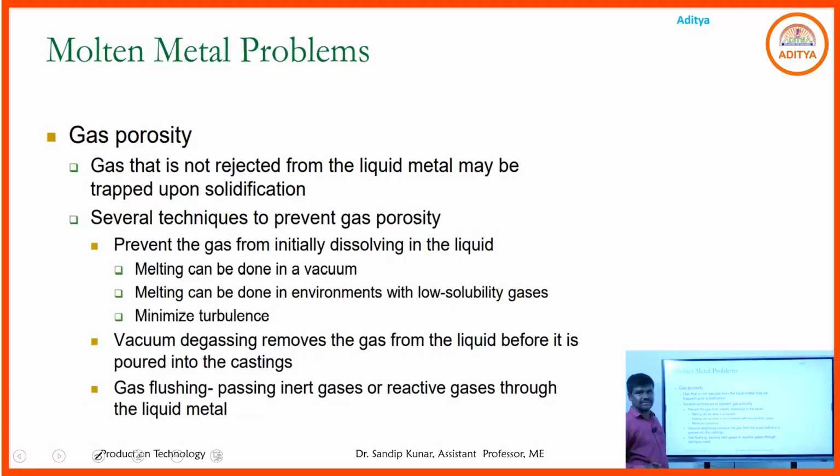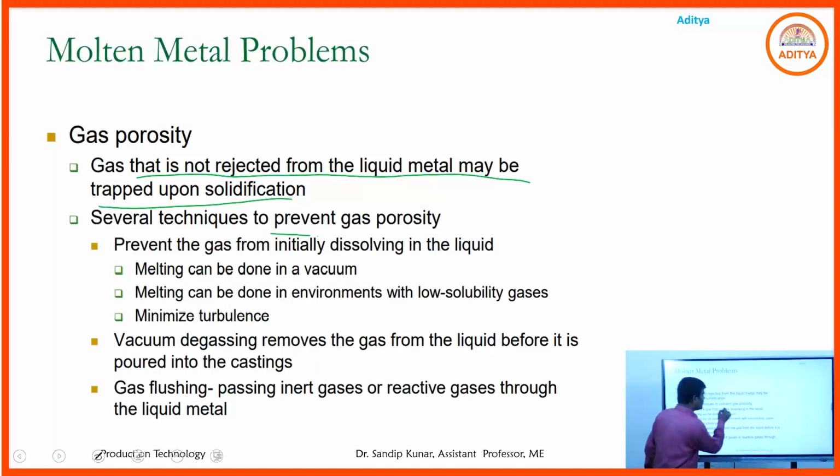I have already mentioned the gas porosity problem: gas that is not ejected from the liquid metal may be trapped upon solidification. If it is trapped in the mold, a void will be created in the product. If it is removed from the molten material, no void is created and a solid product is produced. There are several techniques to prevent gas porosity.